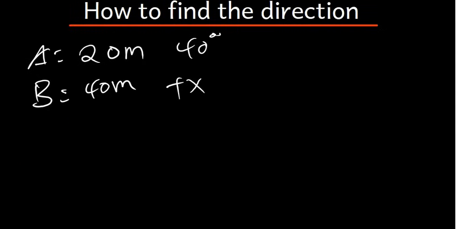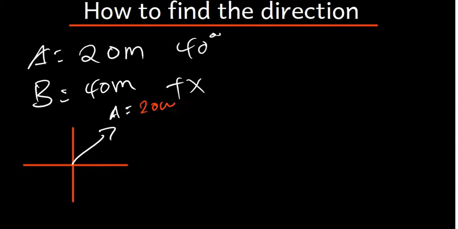Okay, it's going to be here. So here is going to be our 40. It's going to be our vector A, which is 20 meters, and the angle is going to be 40 degrees. Another one is vector B, which is lying toward the positive x-axis, meaning the angle is zero.